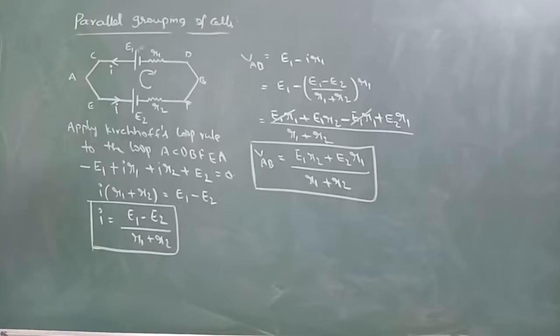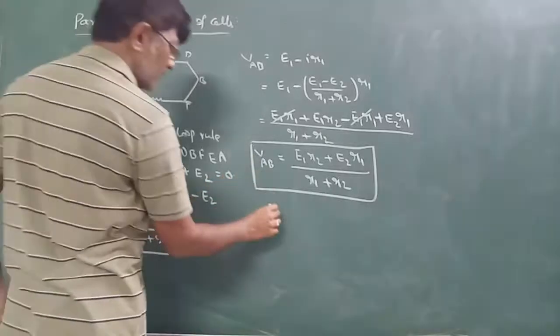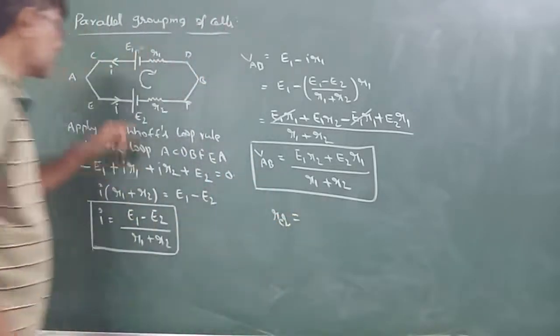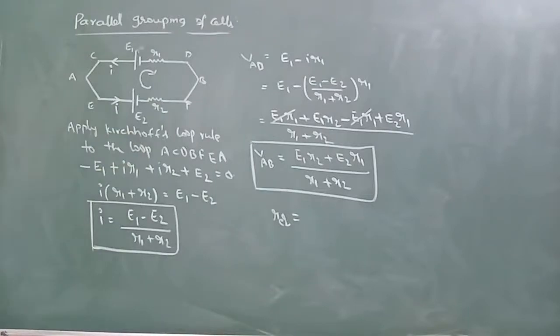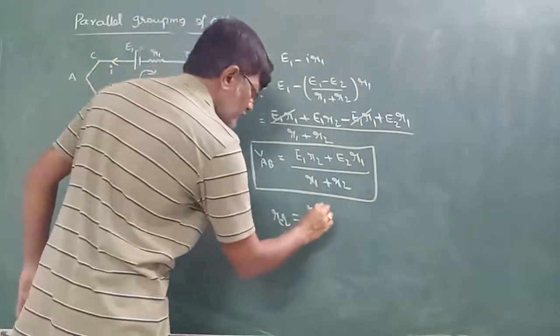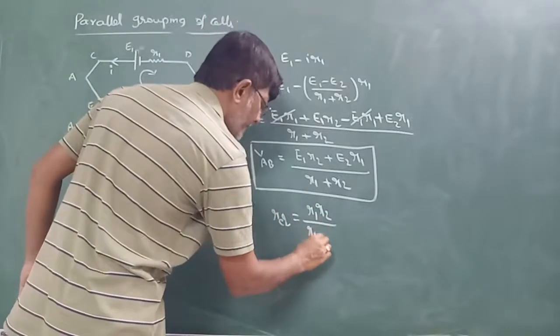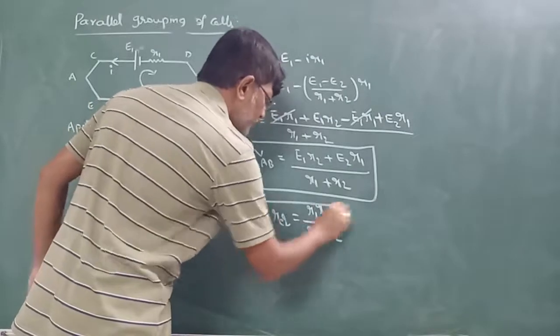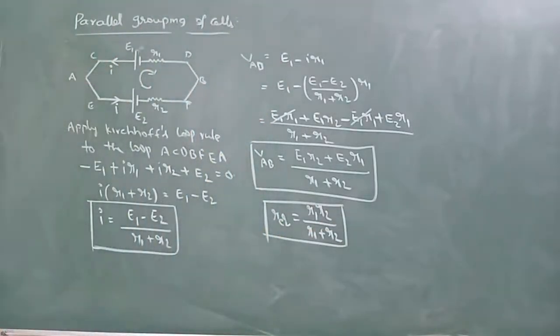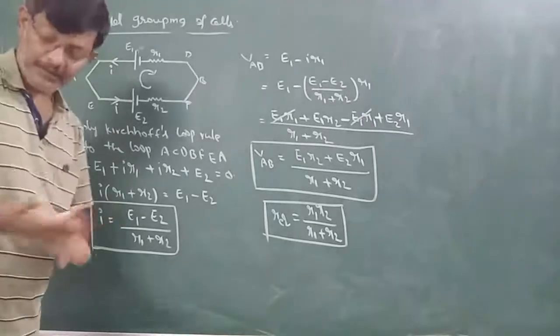across the terminal of any cell, and R equivalent is equal to, since the cells are connected in parallel, their internal resistances are also in parallel. Therefore, R equivalent is equal to R1 R2 by R1 plus R2. From the formula, 1 by R equivalent is equal to 1 by R1 plus 1 by R2.